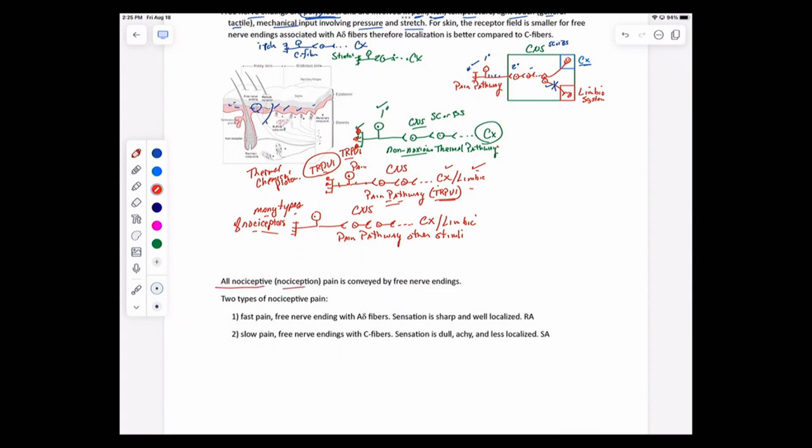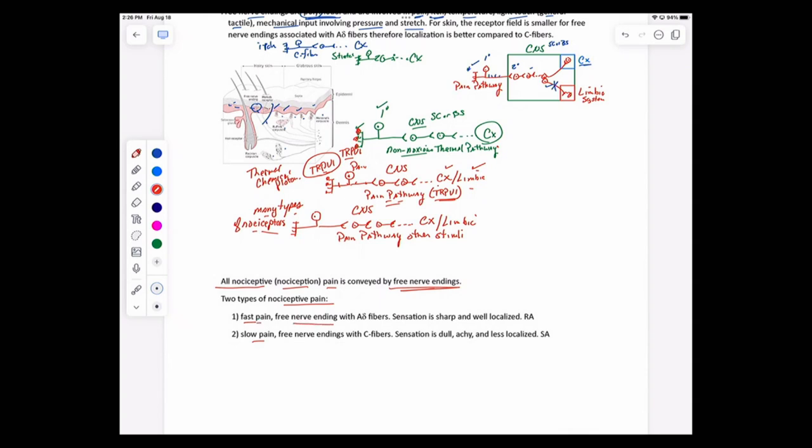Okay, all nociceptive pain is conveyed by free nerve endings. Somewhere in your body you are stimulating those pain free nerve endings. Remember, many free nerve endings have nothing to do with pain, but you have a bunch of them that do. If you're stimulating those free nerve endings that are associated with pain neurons, primary sensory neurons, then you have nociceptive pain. You have basically two types of nociceptive pain: fast pain and slow pain.